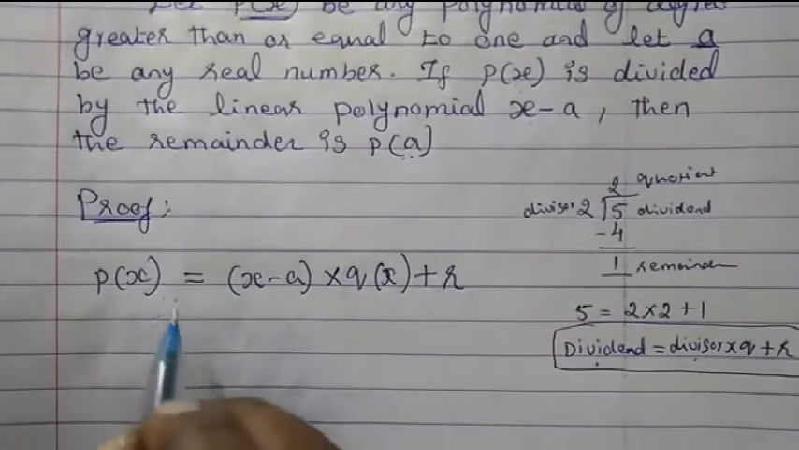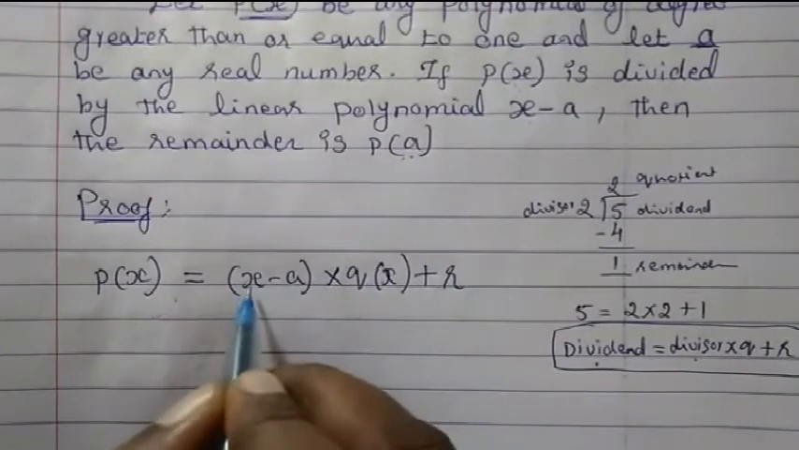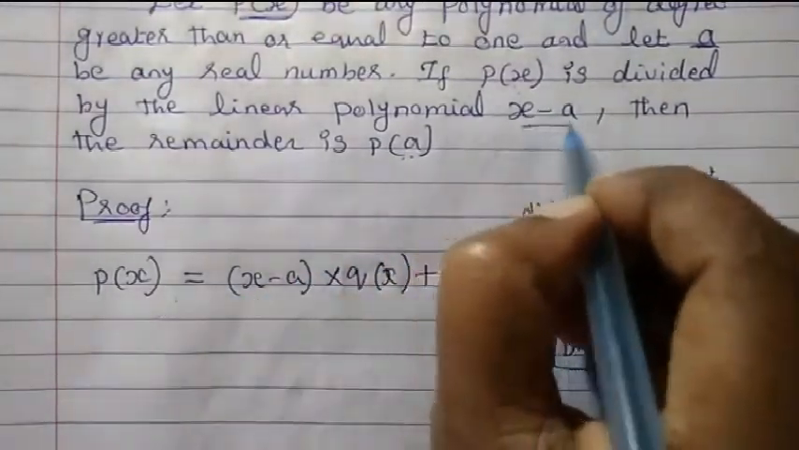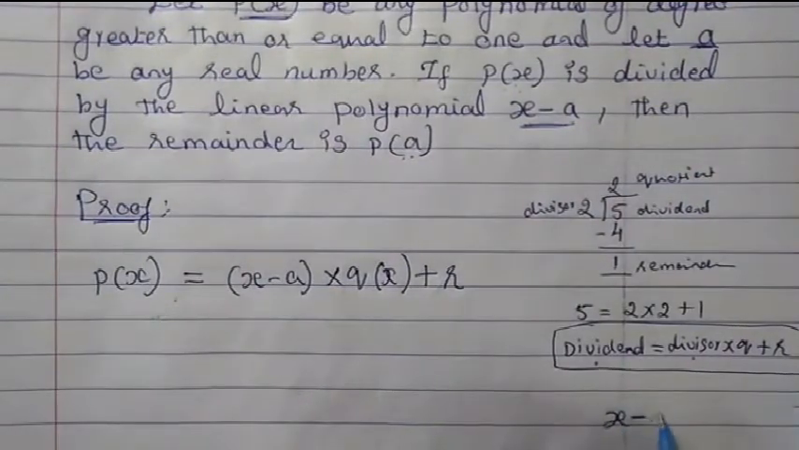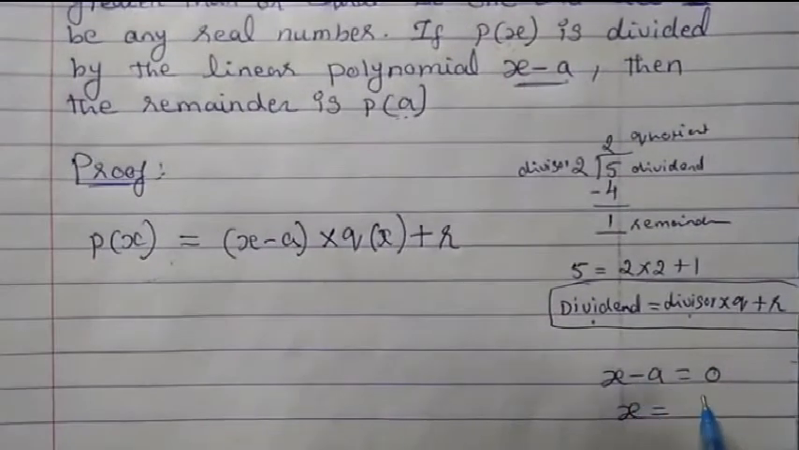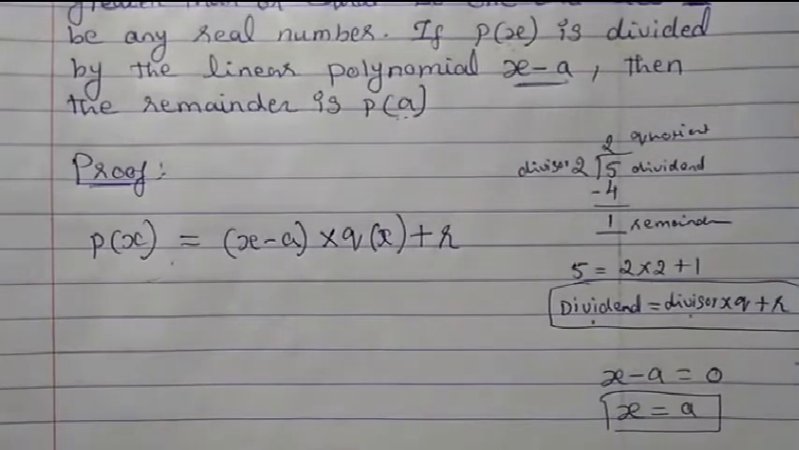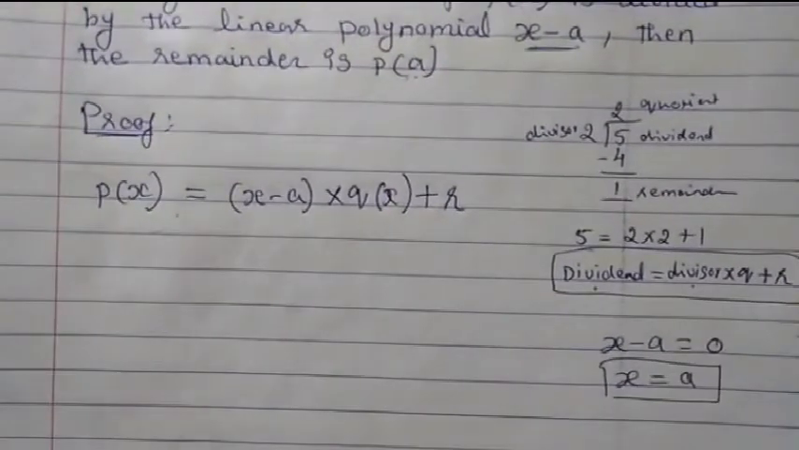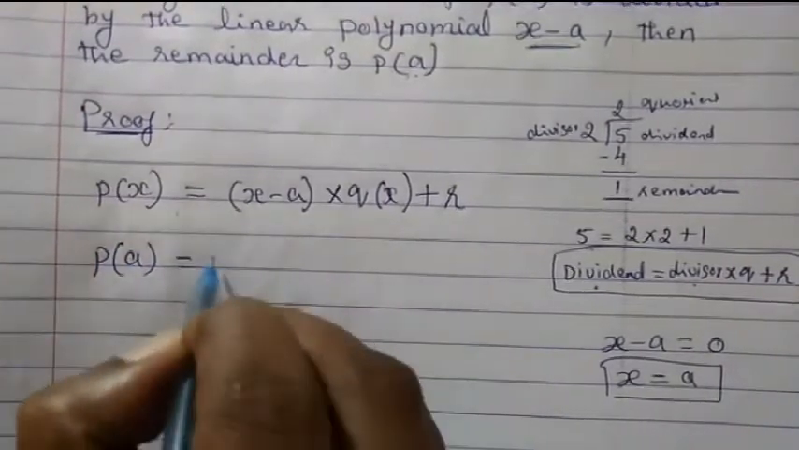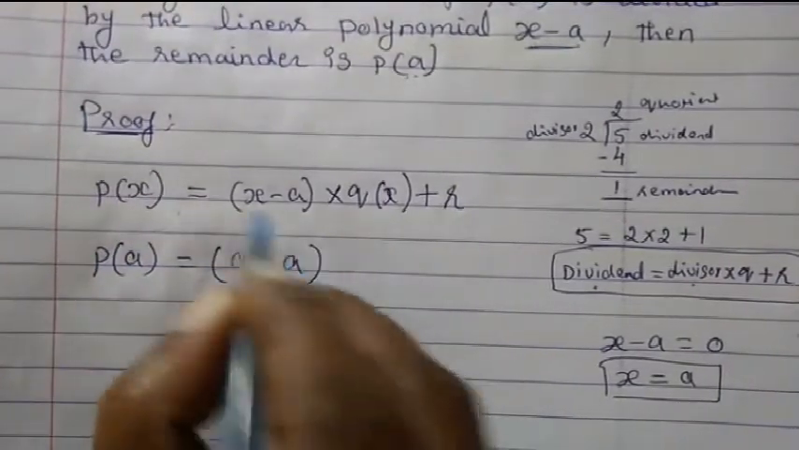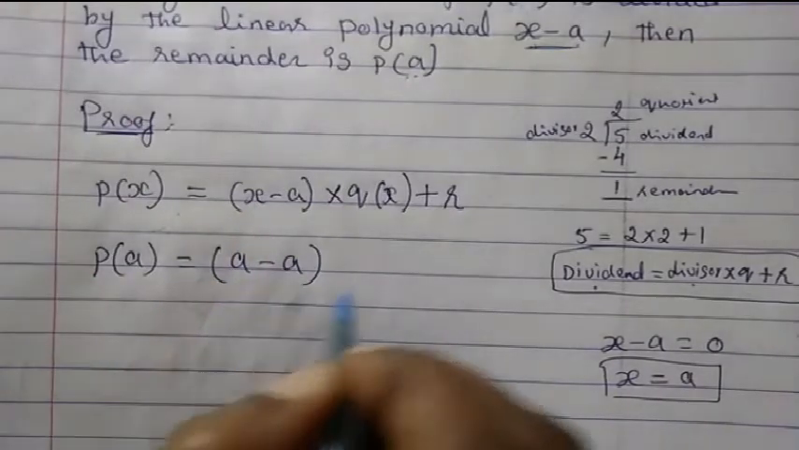So let's find out the x value. From here only we'll get the x value. x minus a equal to 0. So x will be, minus a will go to this side, then plus a. So in the place of x we will put a. So a minus a, because in the place of x we have to put a.